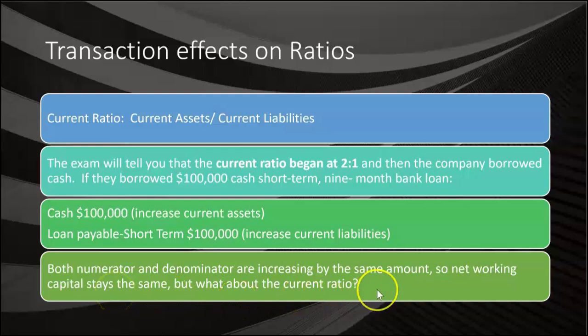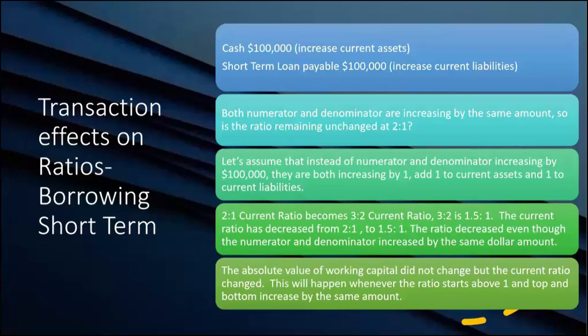But what about the current ratio when you have the numerator and the denominator both increasing by the same amount? And this is more of a math exercise than accounting. This is an analysis type question that the exam loves. So cash is going up by $100,000. That's an increase in current assets. And your short-term payables are going up by $100,000. That's an increase in current liabilities. So both your numerator and denominator are increasing by the same amount. So is the current ratio remaining unchanged at 2 to 1?